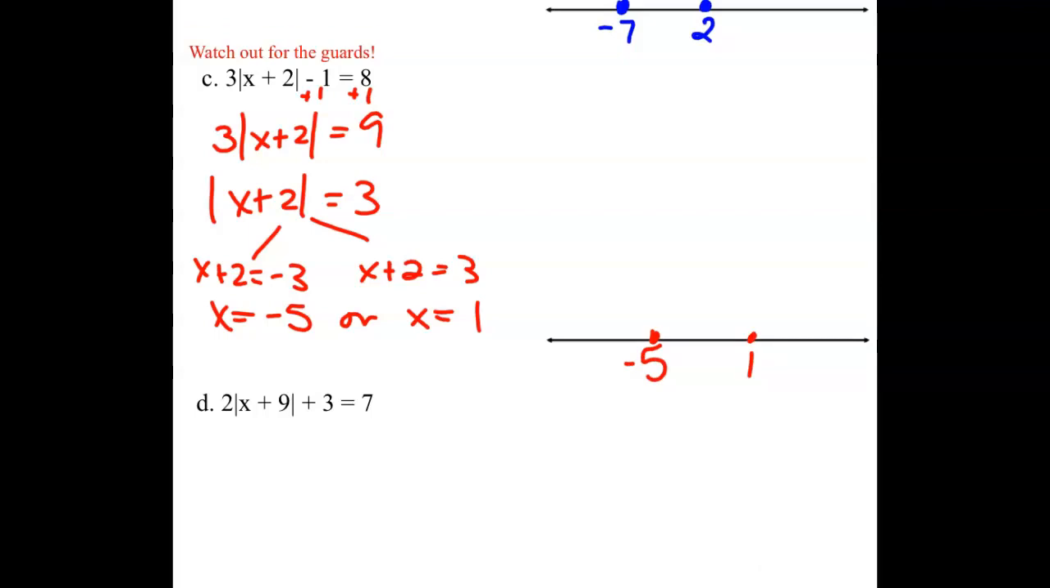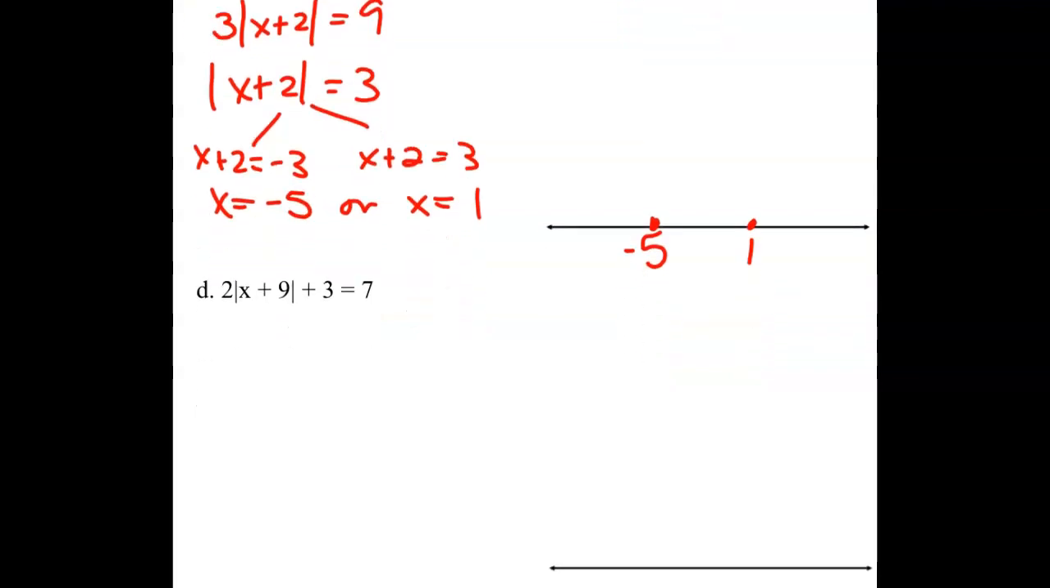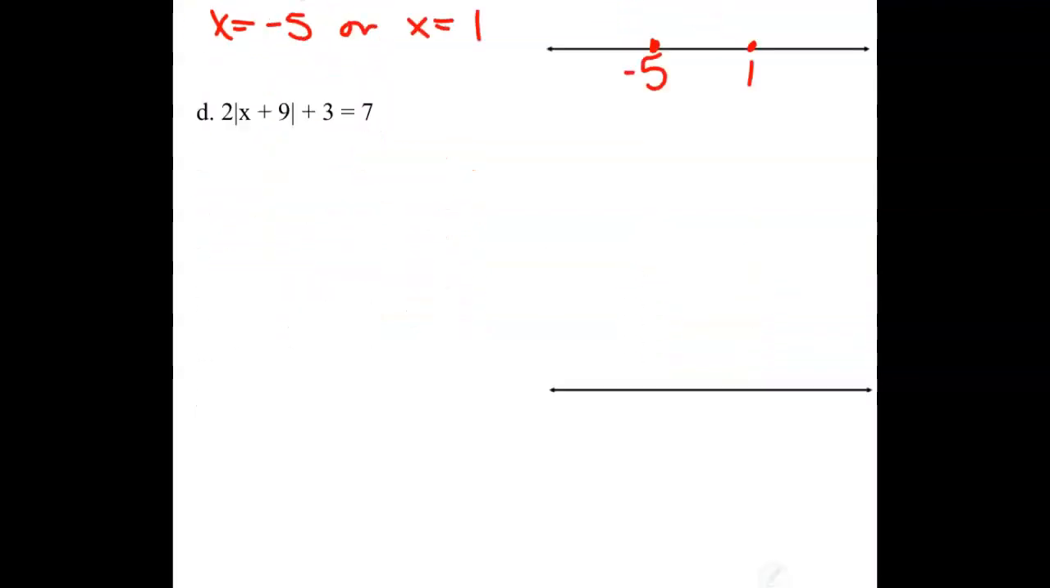I'm going to pause the video for a minute. I want you guys to try the next one. And then check with your partners when you're done. All right, let's check our answer. So the first guard that I'm going to get rid of is the 3. I'm going to subtract it to the other side. Then I can get rid of this guard here that's 2, and I'm going to divide it over.